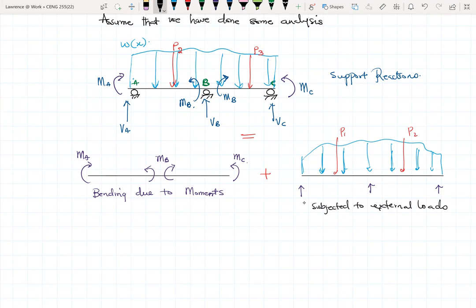Okay. Because moments are the ones that will cause bending, and also loads will also cause bending. All right.